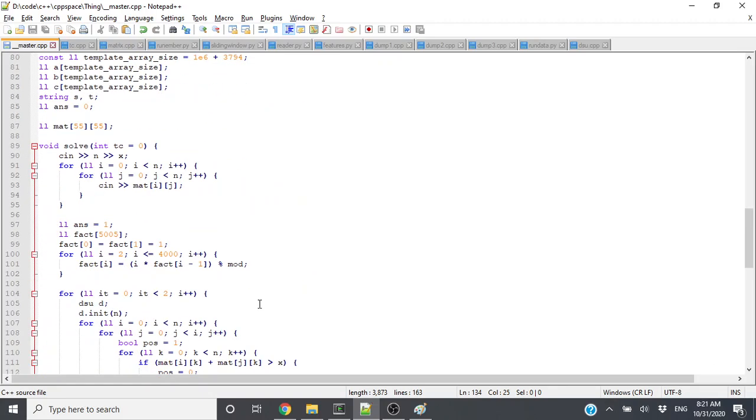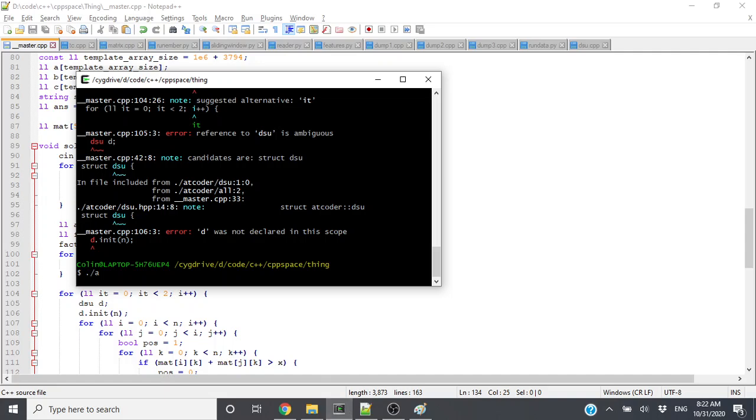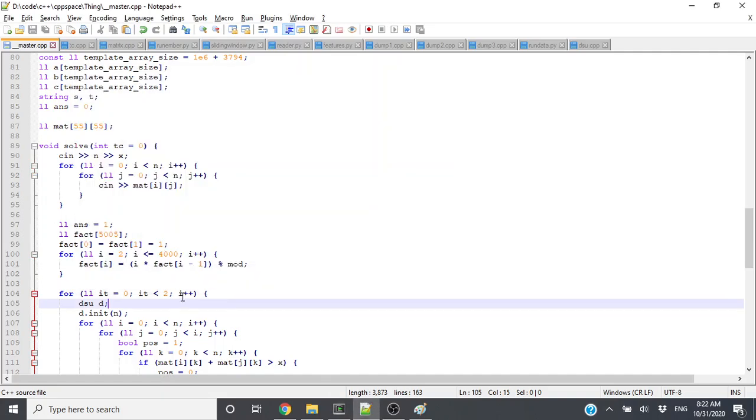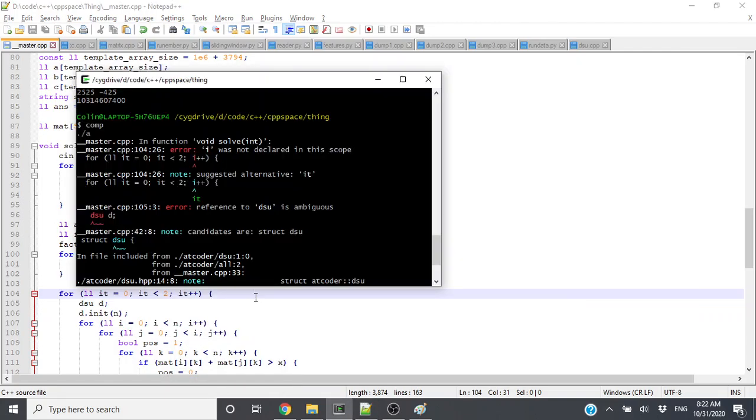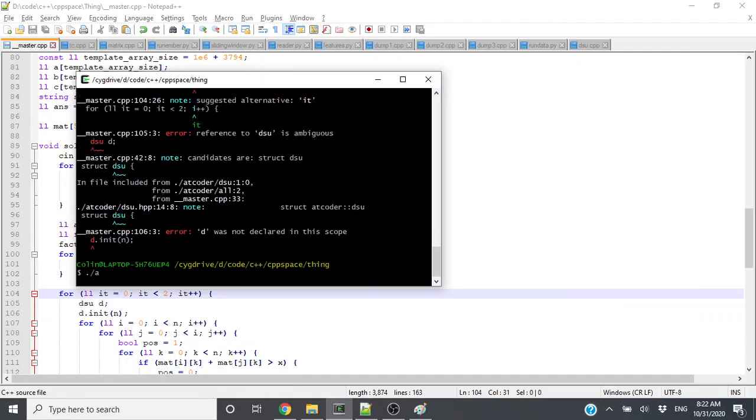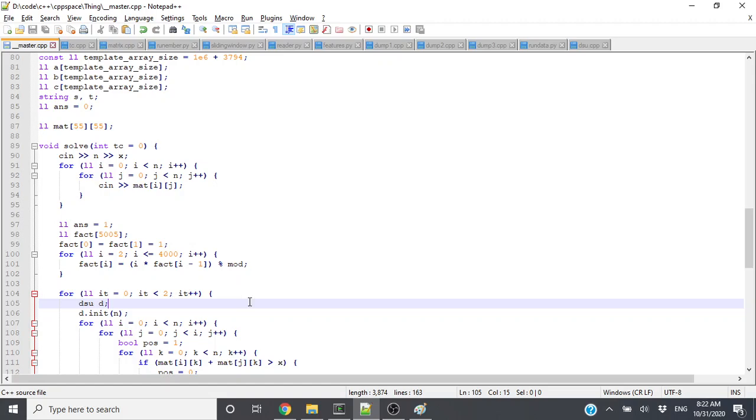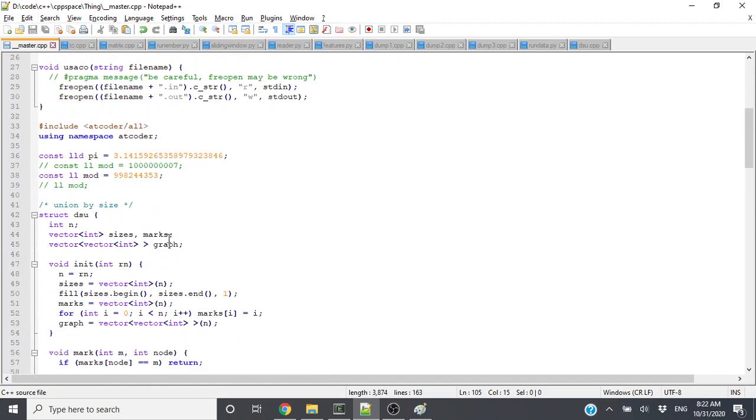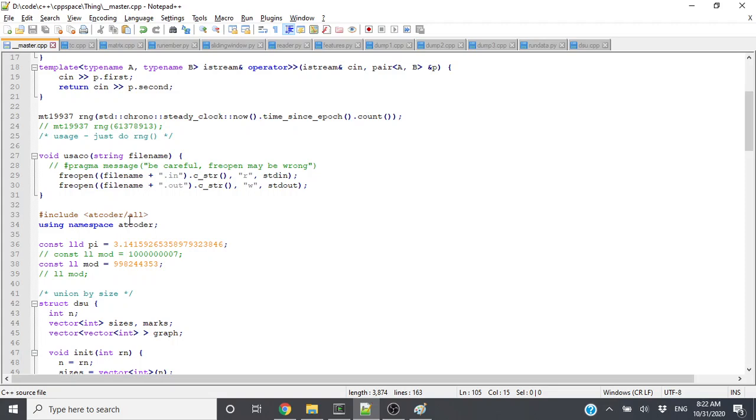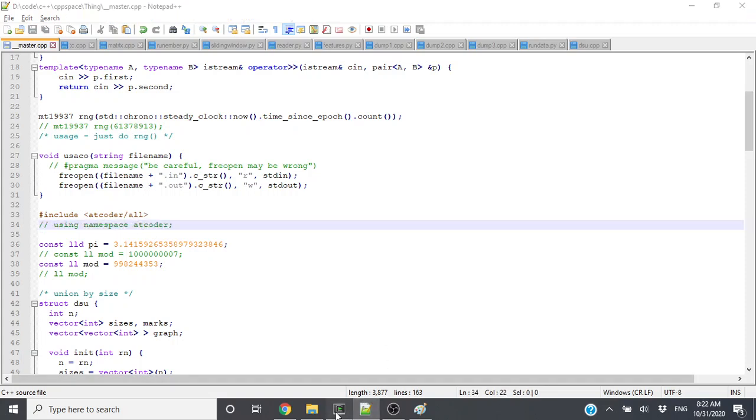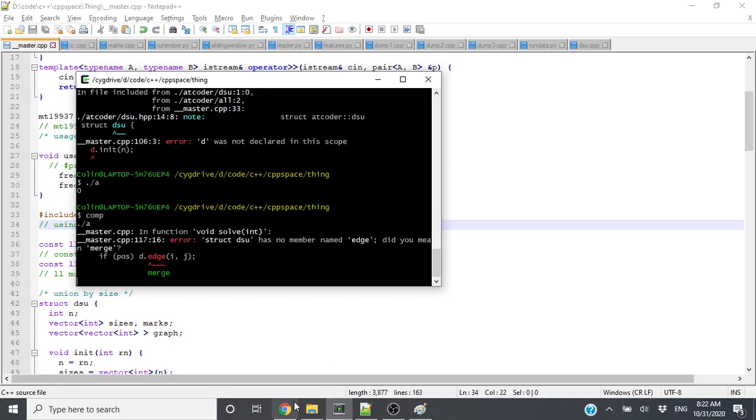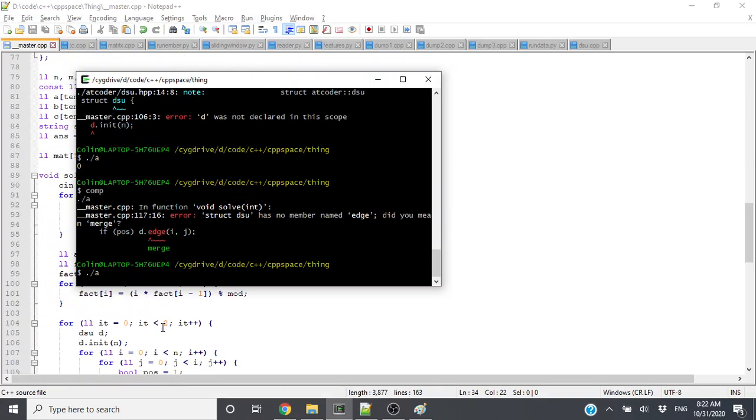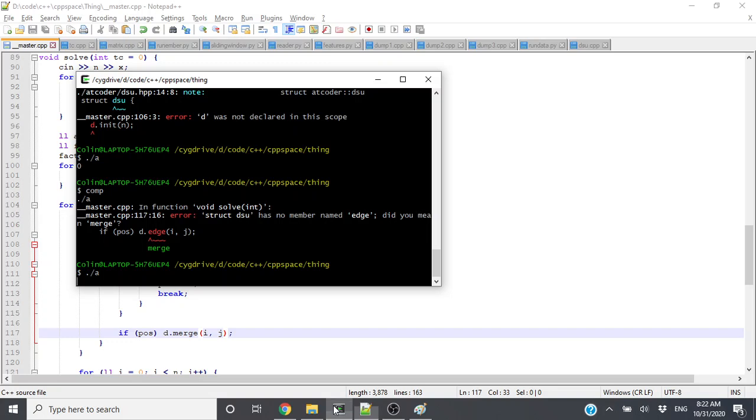Why are there multiple DSUs? How does that mean? Wait, how are there multiple DSUs then? Struct DSU. AtCoder. Oh shoot. Okay, I'm going to uncomment that then, and remember to recomment it later, ideally. Yeah, it's merge. Whoops. Forgot my own template. It's always awesome.